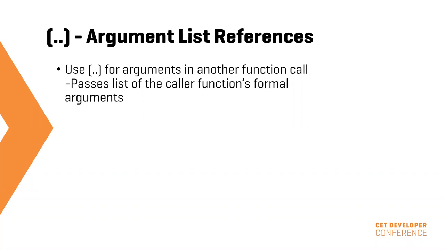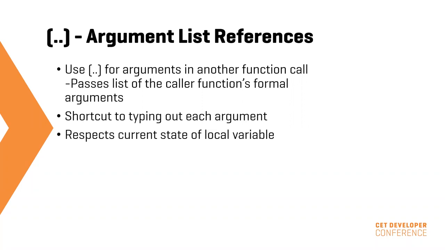So how do you use this? Well, if you're inside of a function or a method and you're going to call another function or method with the same or some of the same arguments, you can use this parentheses ... syntax as a shorthand instead of typing out each variable. It does also respect the current state of the local variable. That's something worth noting.